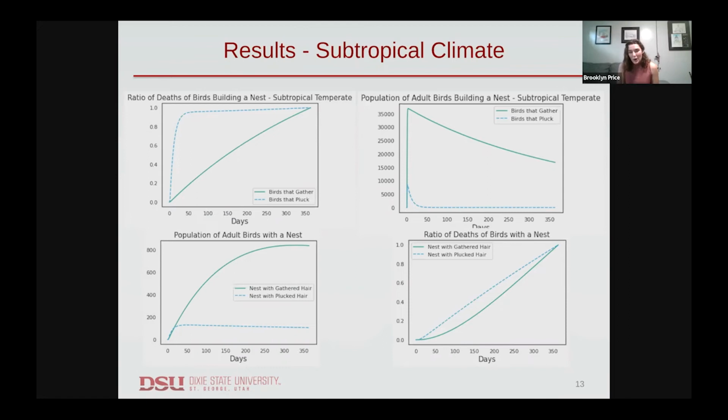And so that kind of is a good thing to keep in mind when you're wondering, like, wow, that's such a low number. It's just because there was a low number to begin with. And then kind of the best example here would be, we have the ratio of deaths of birds with a nest. And so this kind of shows, like, is plucking better, is gathering better? In this specific climate, we can see that the nest with plucked hair seems to have a pretty consistently higher death ratio than the nest with gathered hair. And so I guess when you compare the extra life that you might get from having hair in the nest, gathering's the way to go.